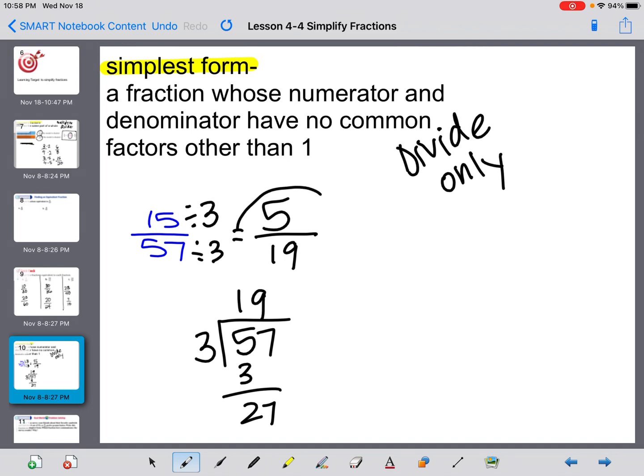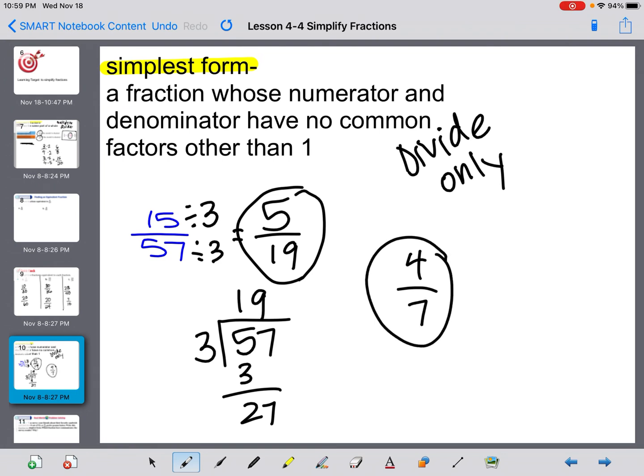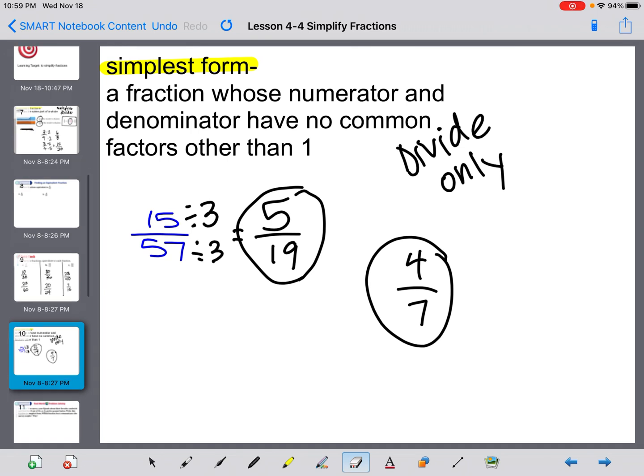Now this isn't always true, but I do notice that 5 and 19 are both prime. So the only number they have in common is 1, and dividing by 1 gives me the same number. So I don't need to divide by 1. I do know that's my simplest form. That's one way to know, if they're both prime. However, 4/7 is also simplest form, but 4 is not prime. But the only factor they have in common is 1, so that means I have simplest form.